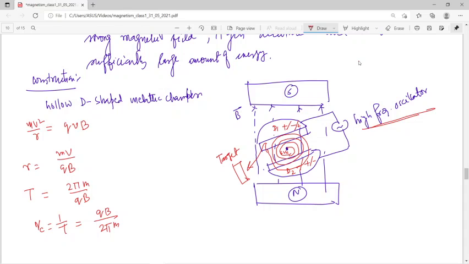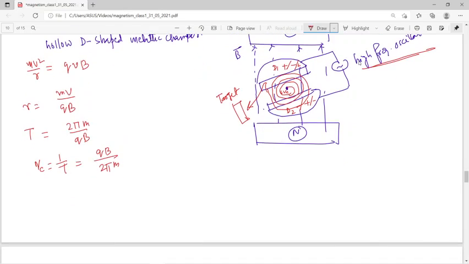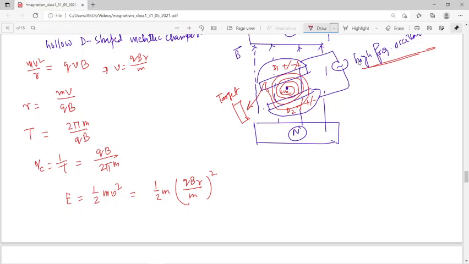Similarly, the cyclotron frequency is 1 by T, which is nothing but qB by 2 pi m. If we find the energy gain, it is half of mv square, and from that we get the value of v, which is qBr by m. So half of m times qBr by m whole square comes out as q square B square r square by 2m. You have to remember it if you want to do the problems.